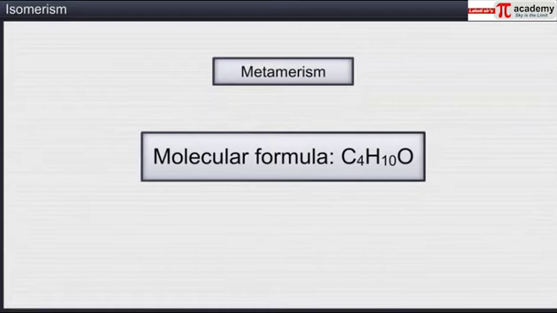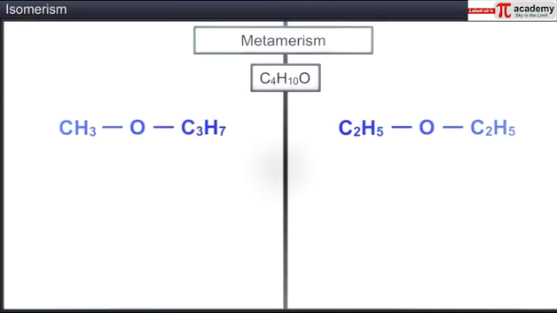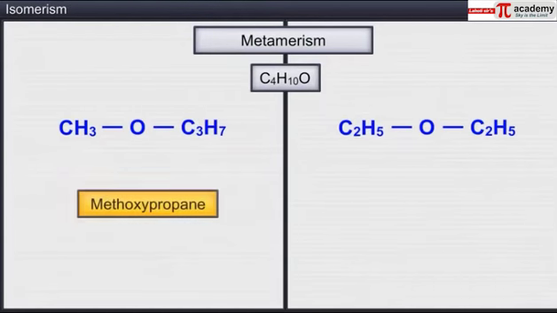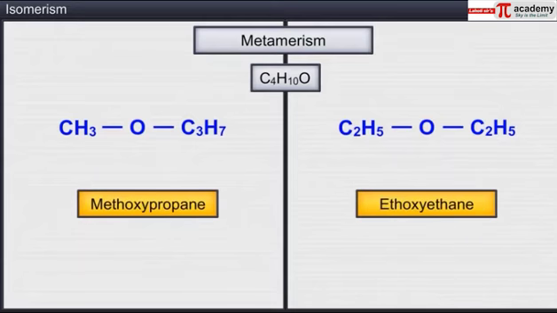Let's consider the molecular formula C4H10O. The following isomers can be drawn, that is, methoxypropane and ethoxyethane. Here the alkyl group attached on either side of the functional group is different.